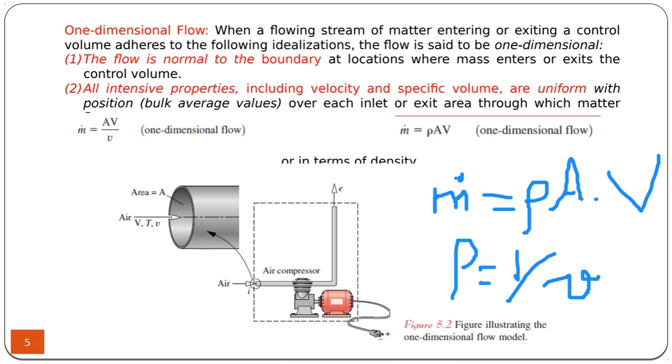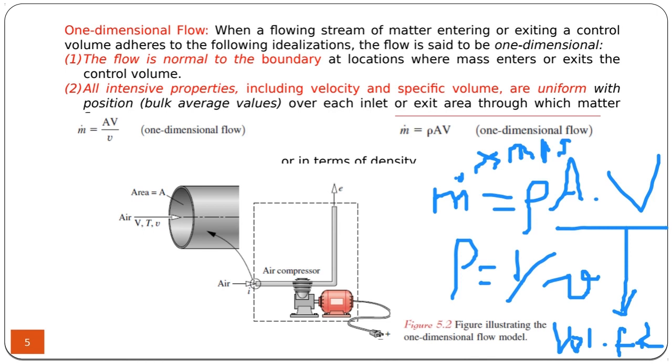By the way, this AV is called volumetric flow rate, whereas this m dot is called mass flow rate. So when we say mass flow rate, we are talking about mass per unit time. And most of the time, the unit for mass flow rate is kilograms per second. On the other hand, the unit for volumetric flow rate is cubic meters per second.